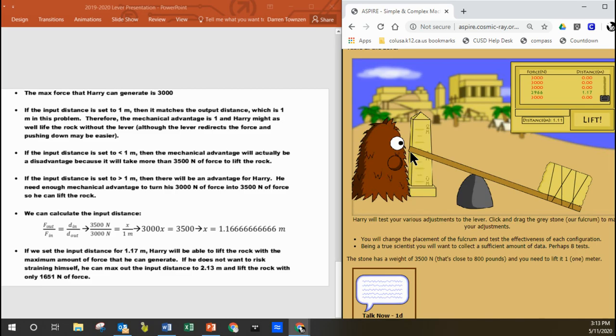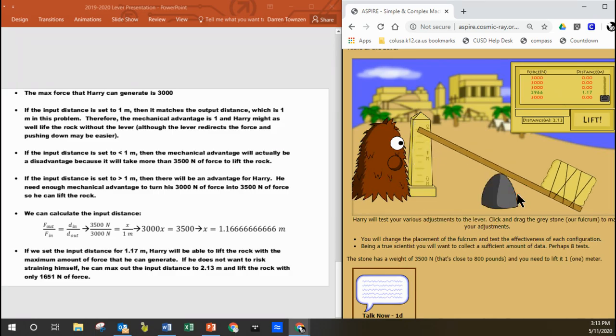So finally, if Harry doesn't want to work so hard, if he doesn't want to risk straining himself by using the maximum amount of force that he can generate, the 3,000 newtons, he can just get the left end of the lever as high as he possibly can off the ground, which in our example is apparently 2.13 meters. So this is 2.13 meters off the ground. So when he starts pushing it down to get it all the way to the ground, he's going to move it 2.13 meters.